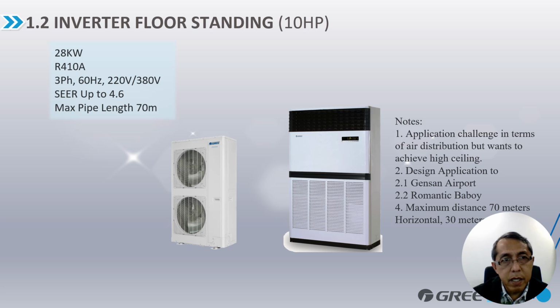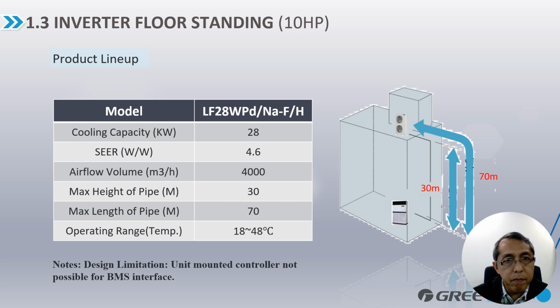For the inverter floor standing, which is a 10 HP, I believe it's a 28 kilowatt and about 4,000 cmh. You can do an outdoor unit with a height of up to an elevation of 30 meters from its indoor unit. The maximum pipe length is about 70 meters. The design limitation for this type of unit is the unit mounted controller is not possible for BMS interface.